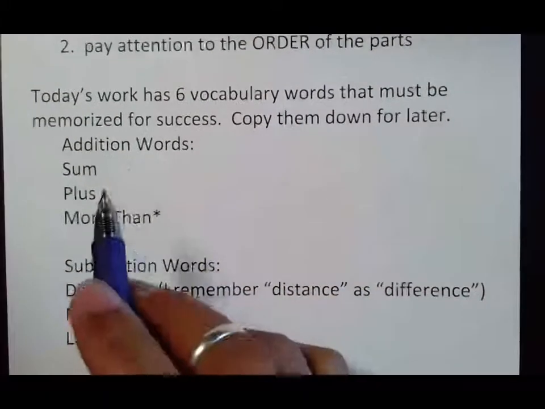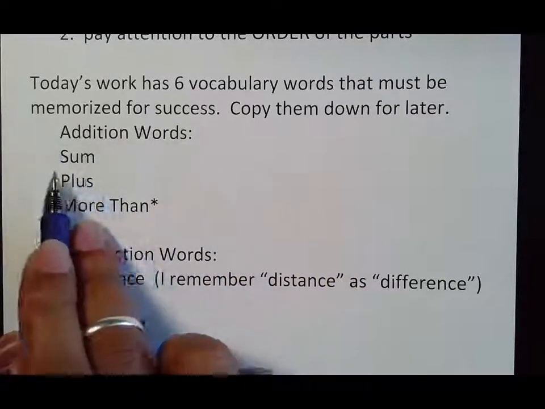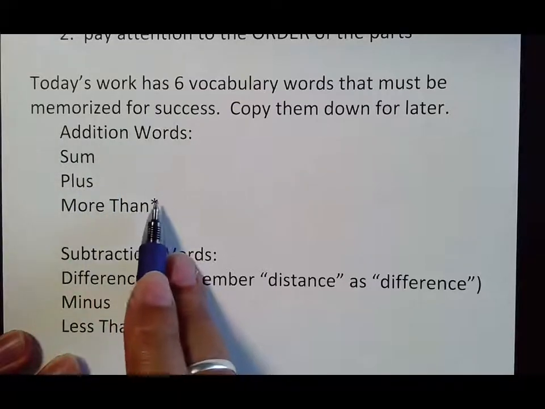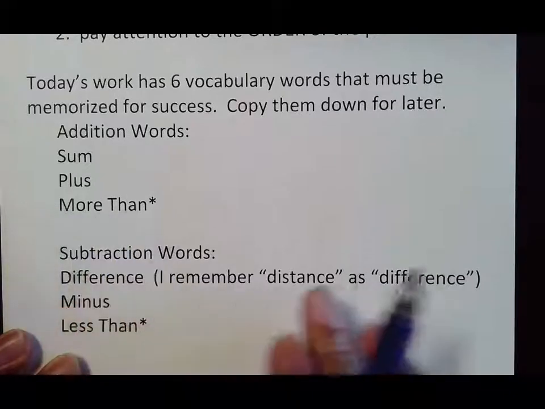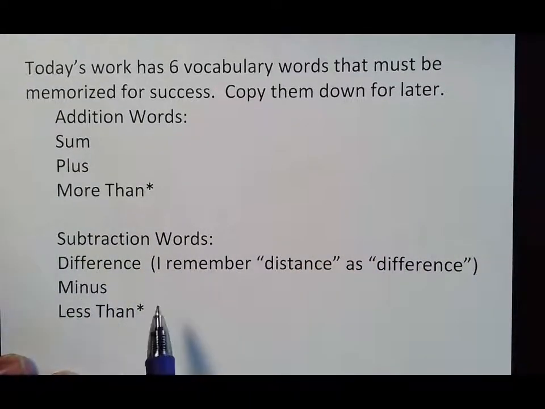So today's work has 6 vocabulary words that must be memorized for success. Again, copy them down for later. Addition words are sum, plus, and more than. And when you write more than, put a little star by it because there's something special about more than. Your subtraction words are difference, minus, and less than. Again, when you write less than, put a little star by it because there's something special about that word.